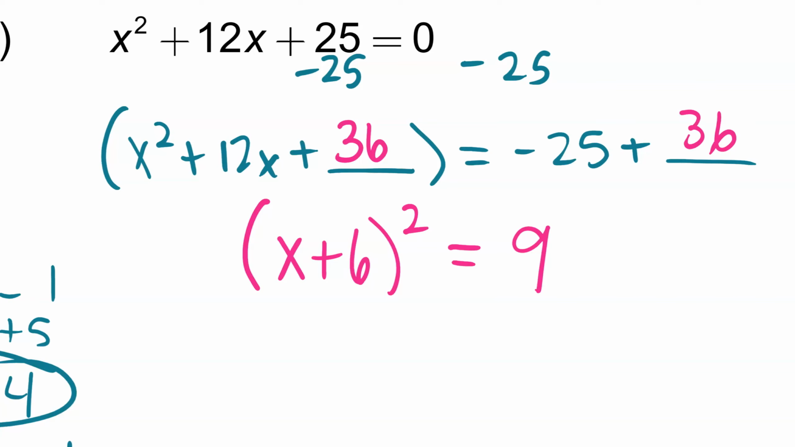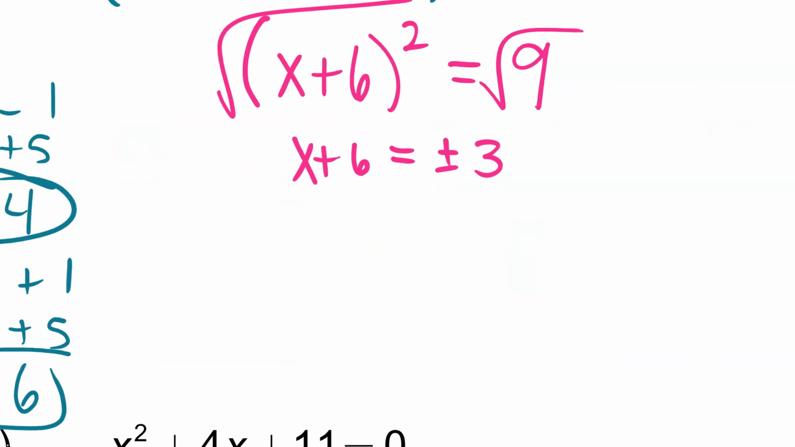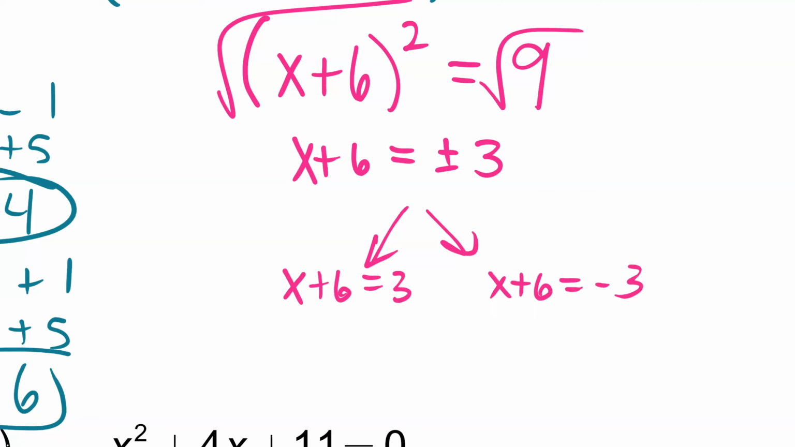All right, so what we've been doing so far is to get you to this moment. Rewrite the left side as a perfect square trinomial. I have x plus 6 squared on the left equals 9. I have to get x by itself. You do it again. Square root: x plus 6 equals plus or minus 3. And then split it. So I have x plus 6 equals 3, x plus 6 equals negative 3.